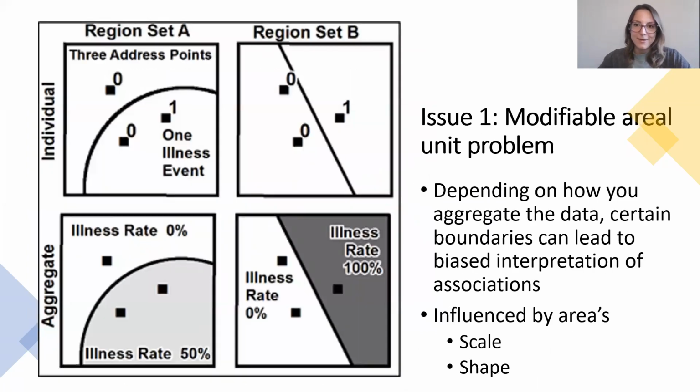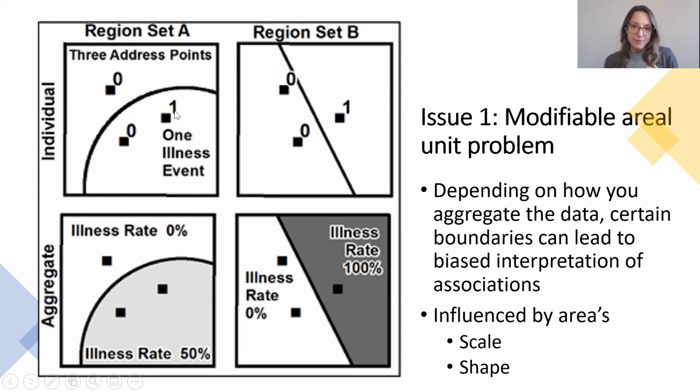Well, the first issue is called the modifiable areal unit problem. Depending on how you actually aggregate that data, certain boundaries can lead you to make some pretty biased interpretations of potential associations that may or may not actually be there. Think about it from this perspective. In this region A, let's say this first square, depending on how you draw this circle, if it's a really big quarter of a circle here, you could encompass multiple illnesses. But let's say you drew a smaller circle. You might not capture the one case of the illness here.